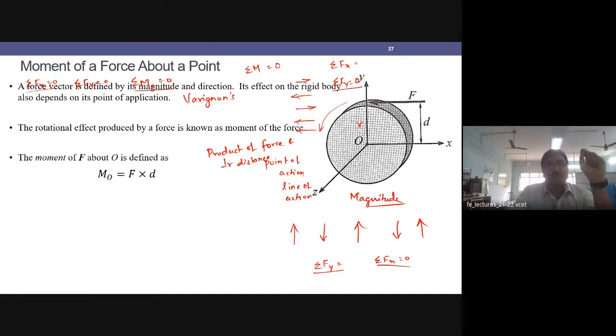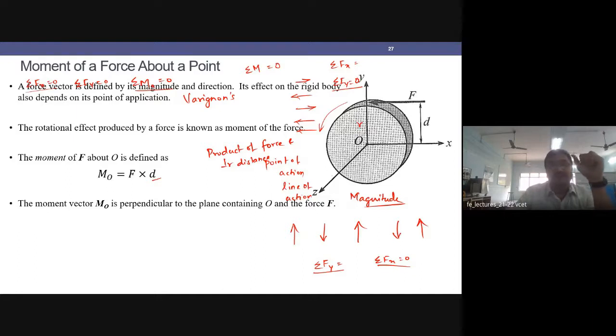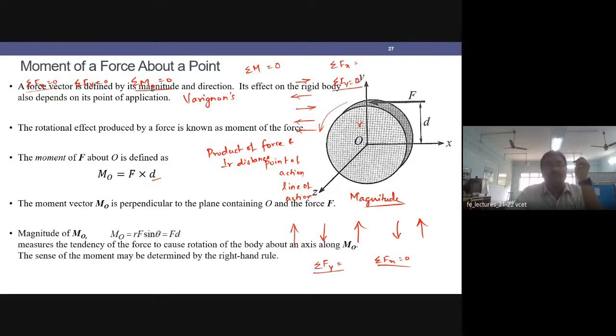The moment of the force about the point O is defined as F into D, where D is my perpendicular distance. The moment vector is always perpendicular to the plane. So M_O, the magnitude of the moment, measures the tendency of the force to cause rotation, and the direction of the moment is determined by the right hand rule.